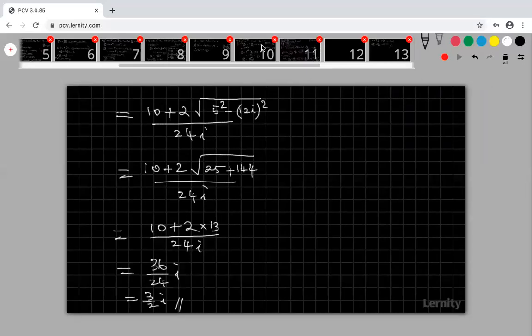Third sum. Why third sum? Just now we have discussed the third sum.